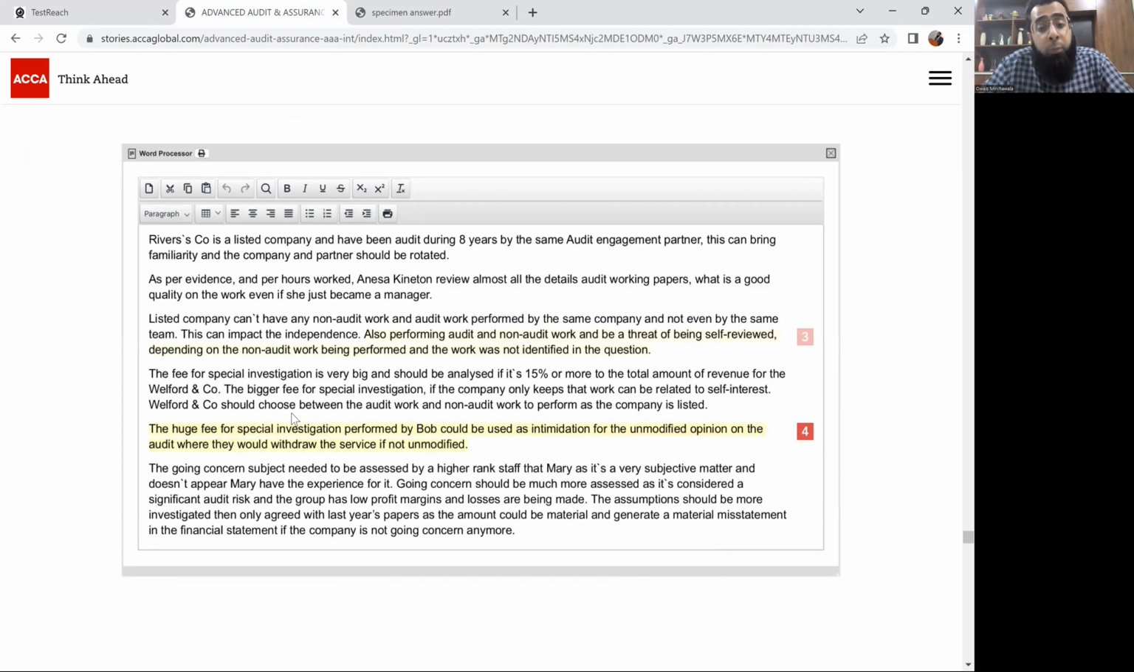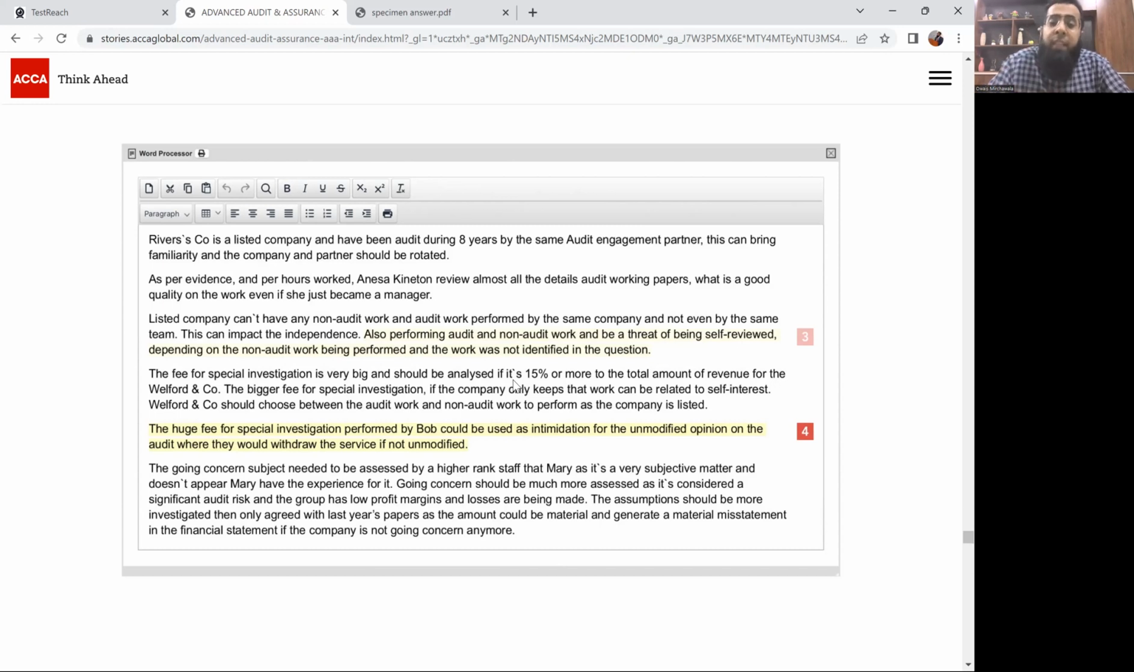Welfare company should choose between audit and non-audit work to perform as the company is listed. Okay, so here he identified some points, but again, in the examiner's perspective, it was not marked very well. Reason being that the 15% benchmark is not for non-audit services only. The 15% benchmark is for total revenue. He has referred that the fees for special investigation is very big and should be analyzed if it is 15% of the total revenue.